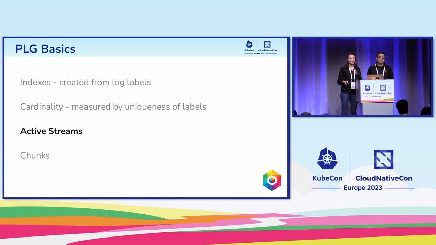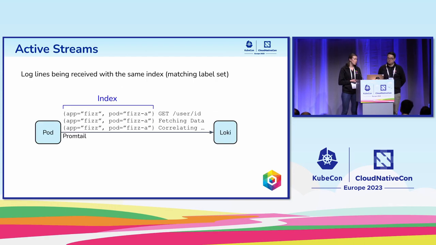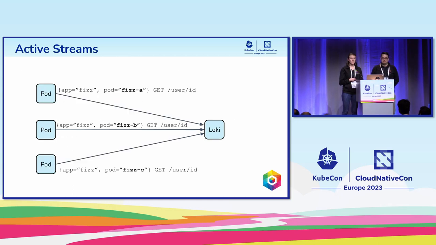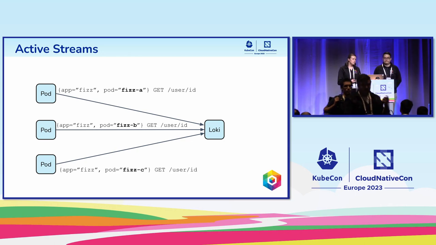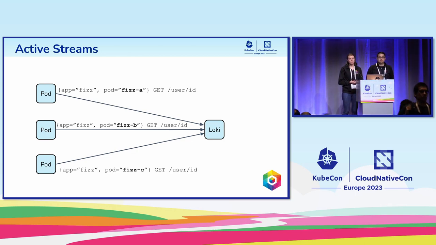Next, let's take a look at active streams. Active streams are log lines being received by Loki with the same index. So here we have a pod whose logs are being sent to Loki. We can see the index for each log line is the same, so these will create an active stream. If we add a few more deployments, we get a few more active streams. So here in this picture, we have three. Active streams are logs with the same index being received by Loki.